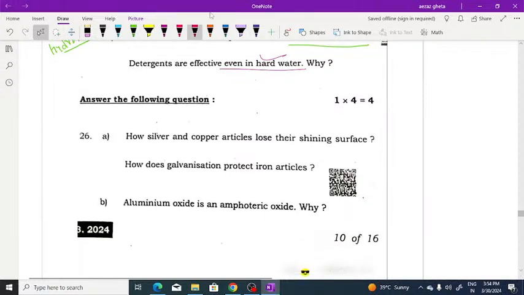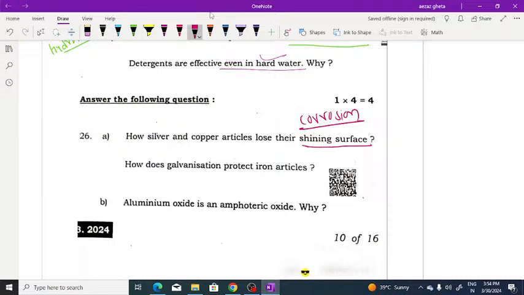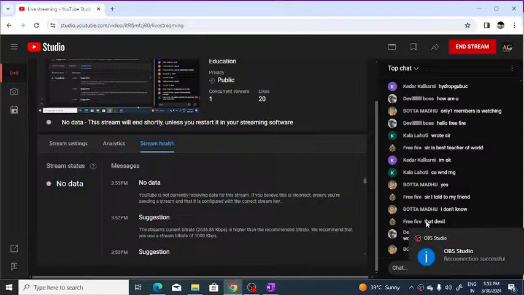How do silver and copper articles lose their shining surface? Because they undergo corrosion. How does galvanization protect iron articles? Because a layer will protect them.